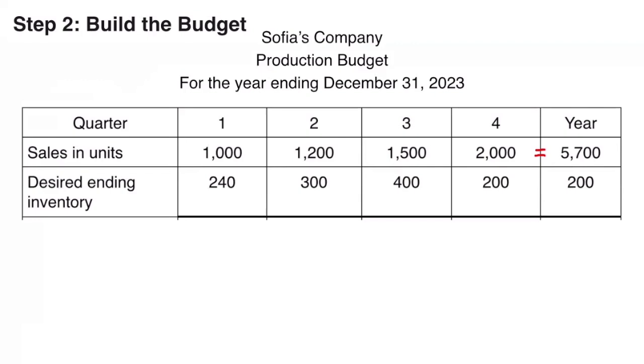A key thing that I would like to point out is that the year-end total is not like a typical total. You do not add all the quarters together, but instead, you keep in mind this tip. You are looking at desired ending inventory, which means that your year-end total will be the same as your last quarter on the budget, which would be quarter 4. So again, as you can see, quarter 4 and the year-end total are the same number.